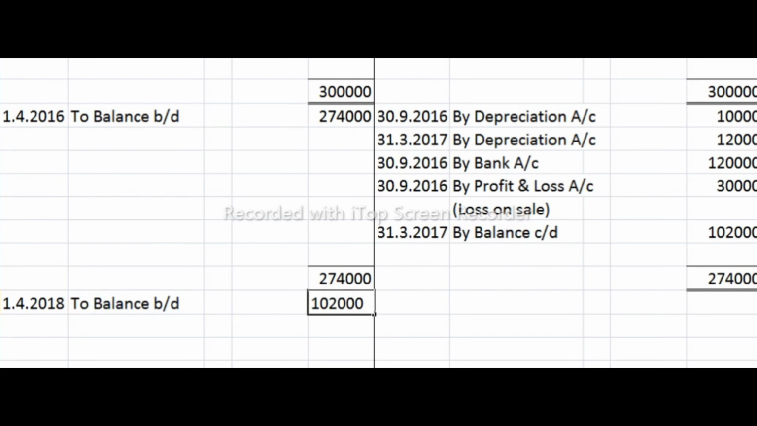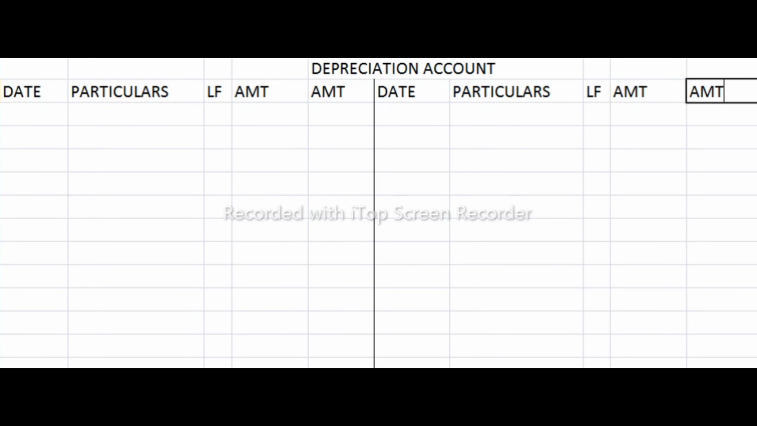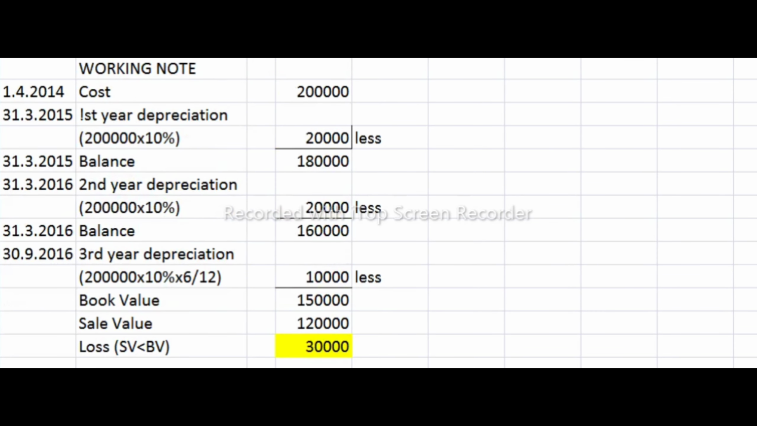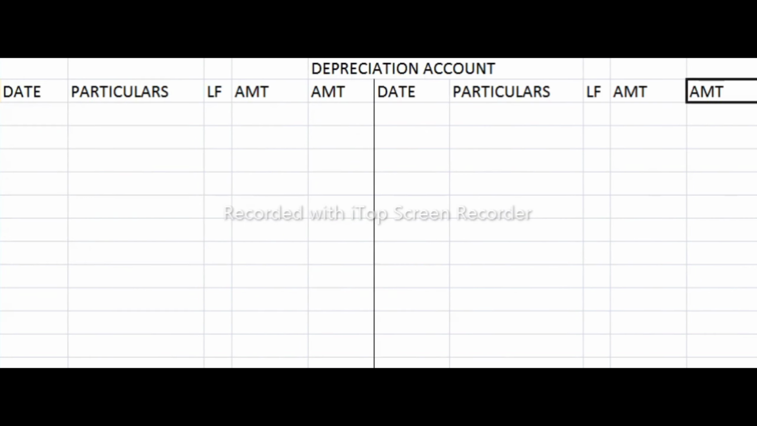Next, let's start with the depreciation account. The same format which we follow for the ledger account is going to be followed here. And depreciation account is a very easy account where on the debit side we are going to record to machinery account, and on the credit side we are going to record by profit and loss account. Other than this, we are not going to record any other account's name in it. And likewise, how we did the machinery account for the 3 years, we are going to do this. So we can look into the working note, and we are going to record the amount of depreciation in the 3 years for the first machinery and for the second machinery.